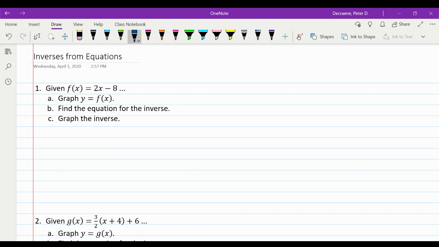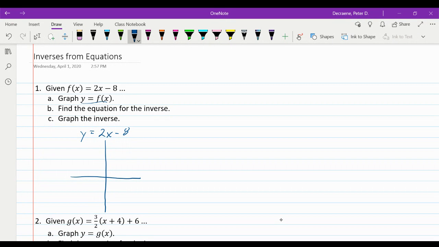Hi everybody, I hope you've had a chance to try these problems. Let's do them together to make sure you know what you're doing. We're going to graph y equals f of x first, so we're going to graph y equals 2x minus 8. We'll just make a rough sketch, so let's get our axes on here.